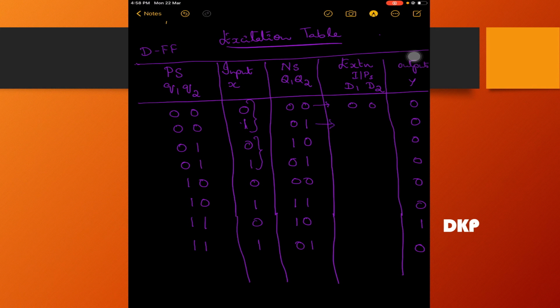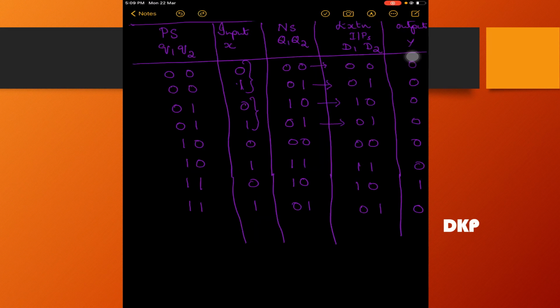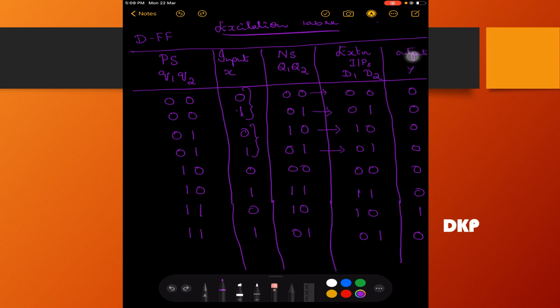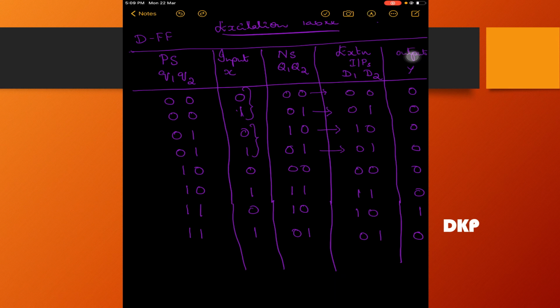This is the excitation input. Just copy down this here: 1, 0, 0, 1, 0, 0, 1, 1, 1, 0, 0, 1. So this is your excitation table. Now the next step is find the expression for the output, that is y, and also for D1, D2 separately.